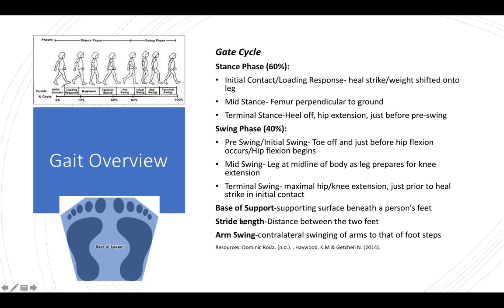And just some other terms, we have a base of support, which I have a little picture here showing. It's basically the supporting surface beneath a person's feet, so the distance and area between the two feet. And we have stride length, which is basically the distance between the two feet in gait. And we have the arm swing, which is the contralateral swinging of the arms relative to the footsteps in the gait.